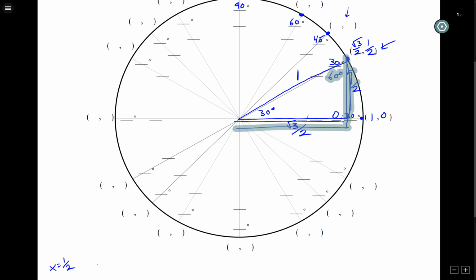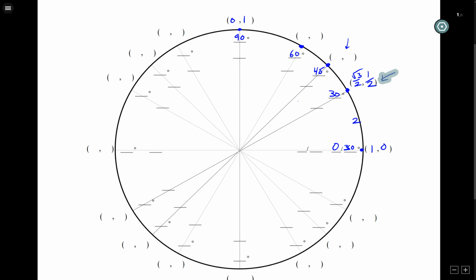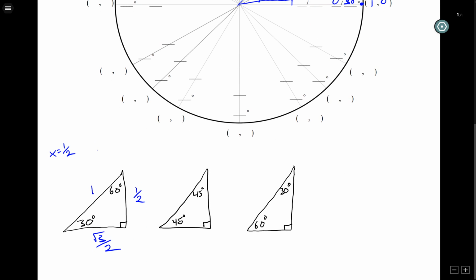Now, we should be able to do the same thing if we flip the triangle sideways because I have a 60-degree angle. So what if we flip the triangle sideways? Now my angle is 60 degrees here, 30 degrees here, and a right angle here. So let's just go back down here. My hypotenuse, as always, is 1.